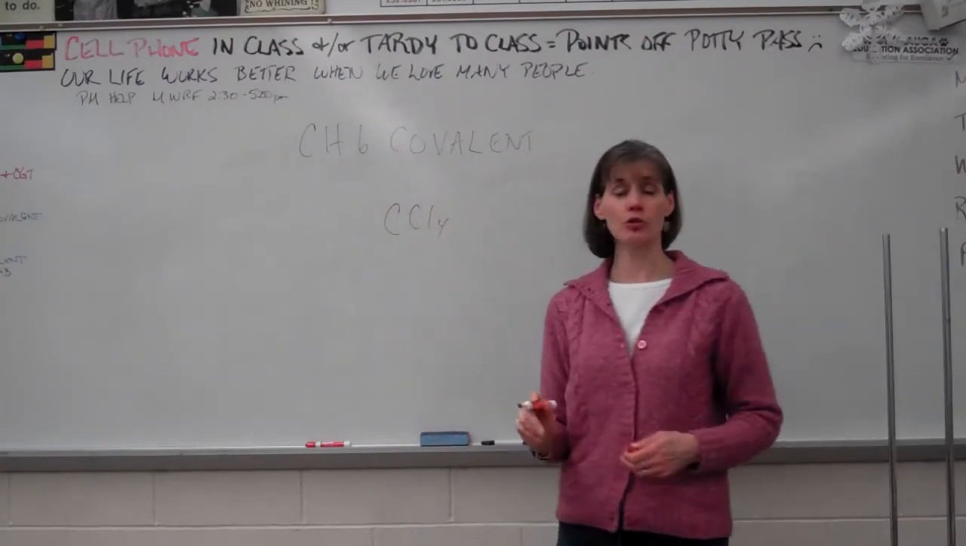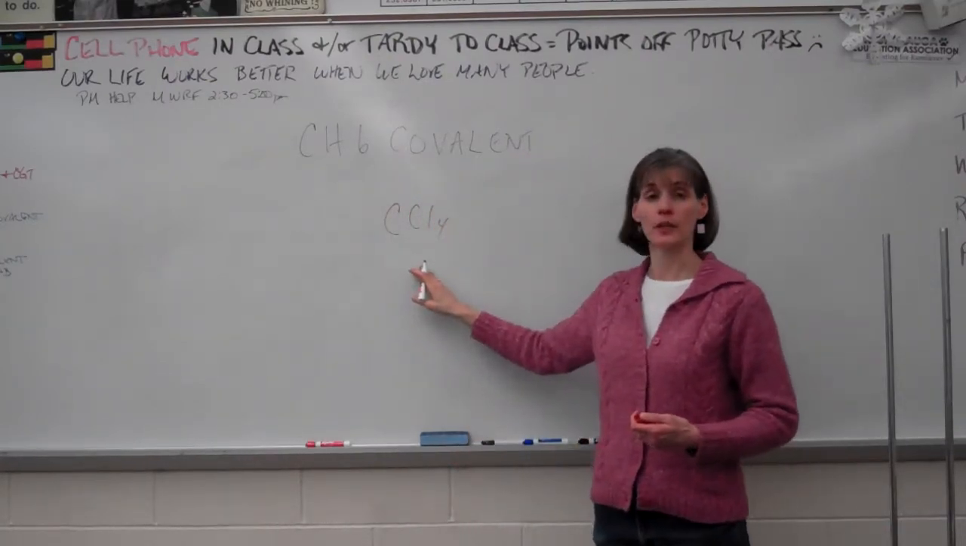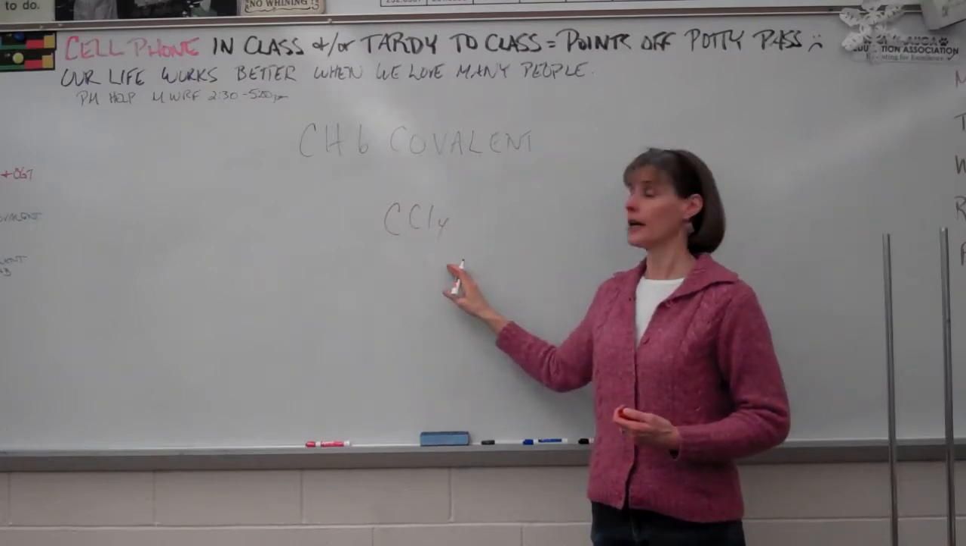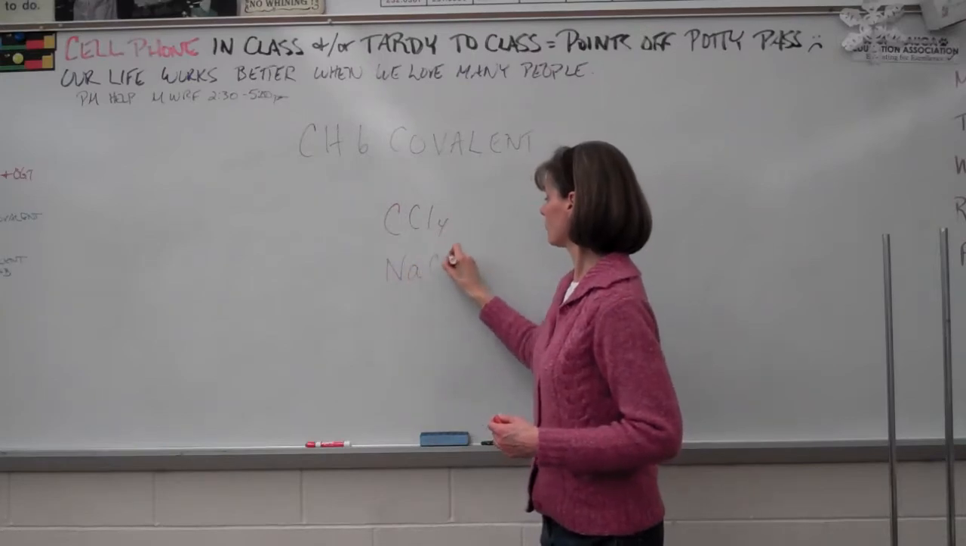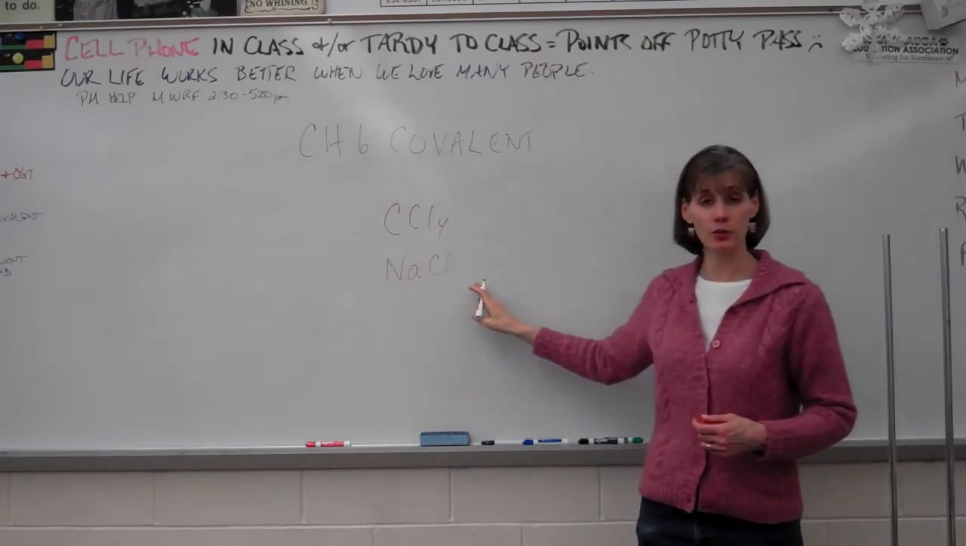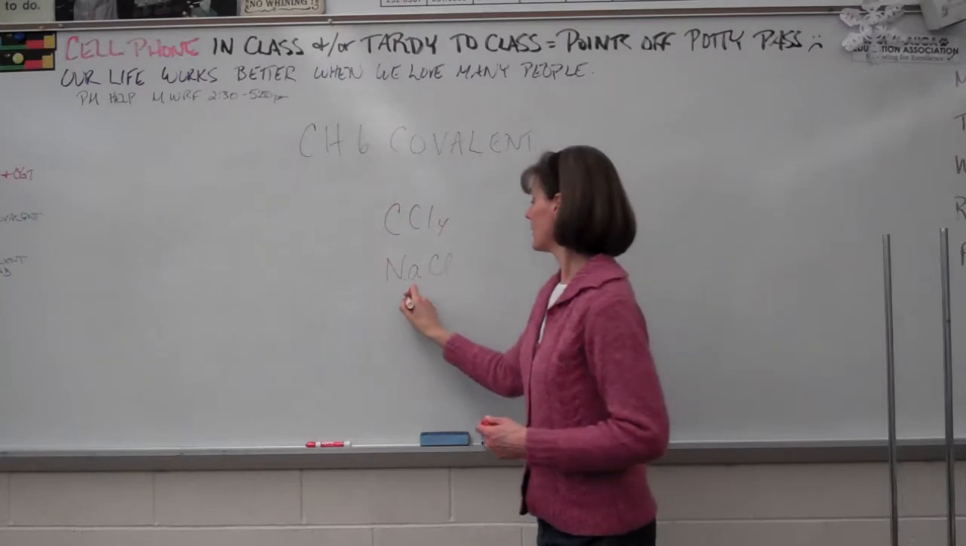CCl4 again, carbon tetrachloride, that is a molecular formula. It's made of all nonmetals. We know that that would be covalently bonded and so on. NaCl, sodium chloride, that is a formula unit for an ionic compound.